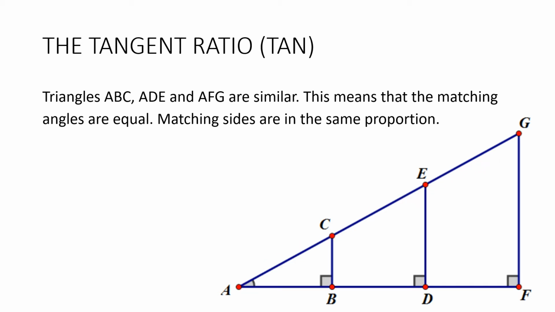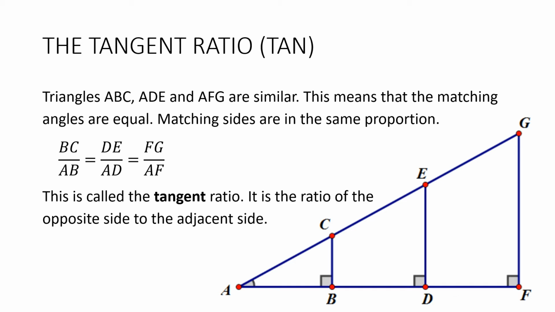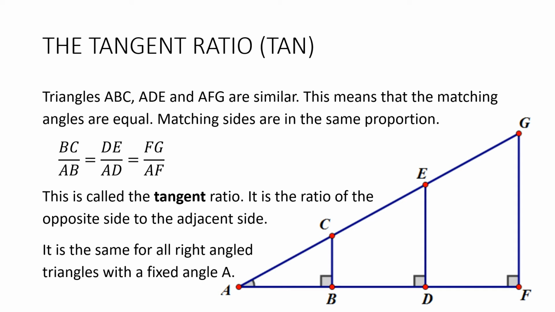It also means that the matching sides are in proportion. So we can say that BC over AB must be the same ratio as DE over AD, and also the same as FG over AF. And that is called the tangent ratio. It's the ratio of the opposite side to the adjacent side. And it's going to be the same for all right-angled triangles that have a certain or fixed angle A.